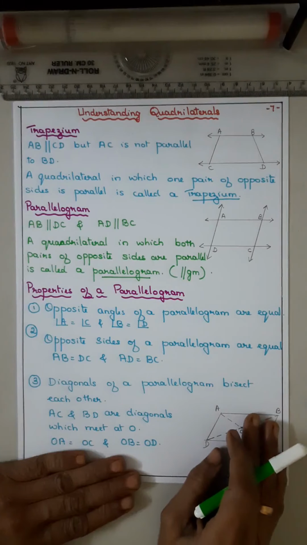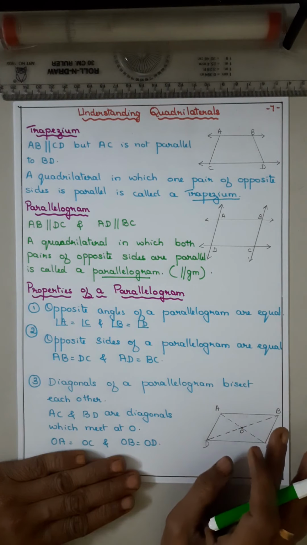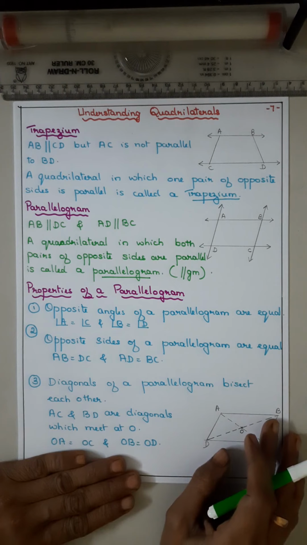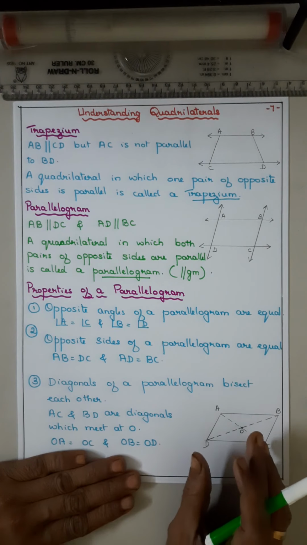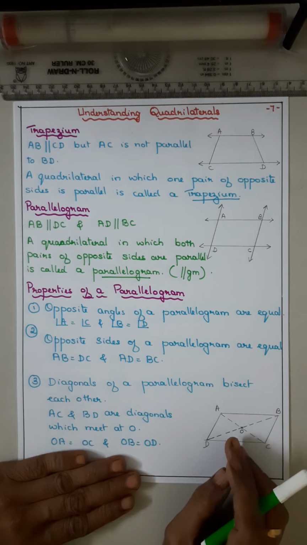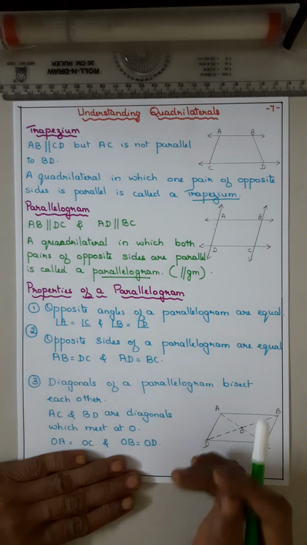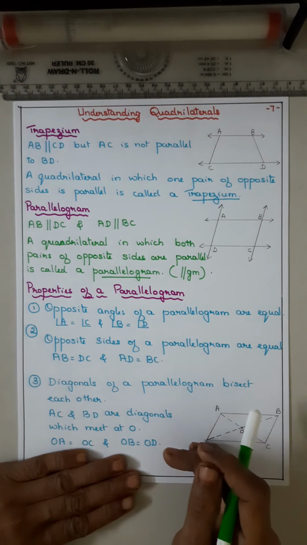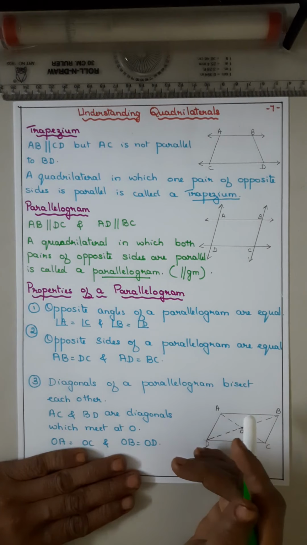Hello 8th standard students. We were discussing the lesson Understanding Quadrilaterals. Now we will learn about different types of quadrilaterals. In that, first is trapezium and then next is parallelogram. So first we will study about these two. Now trapezium, what is a trapezium?